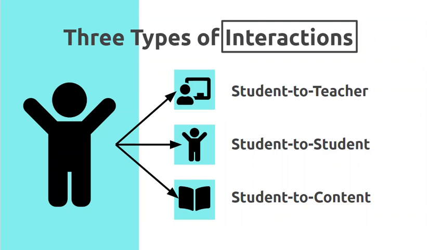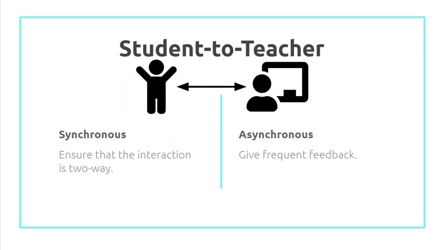So the three types of interactions that we want to encourage in a virtual environment are student to teacher, student to student, and student to content. This is a lot like making connections of reading. Each one of these can be accomplished both synchronously and asynchronously. While the title says student to teacher interactions here, the arrow goes both ways for good reasons. You want to ensure that the interaction goes both ways in both synchronous and asynchronous environments. You want to give frequent feedback in asynchronous to make sure that that is going both ways.